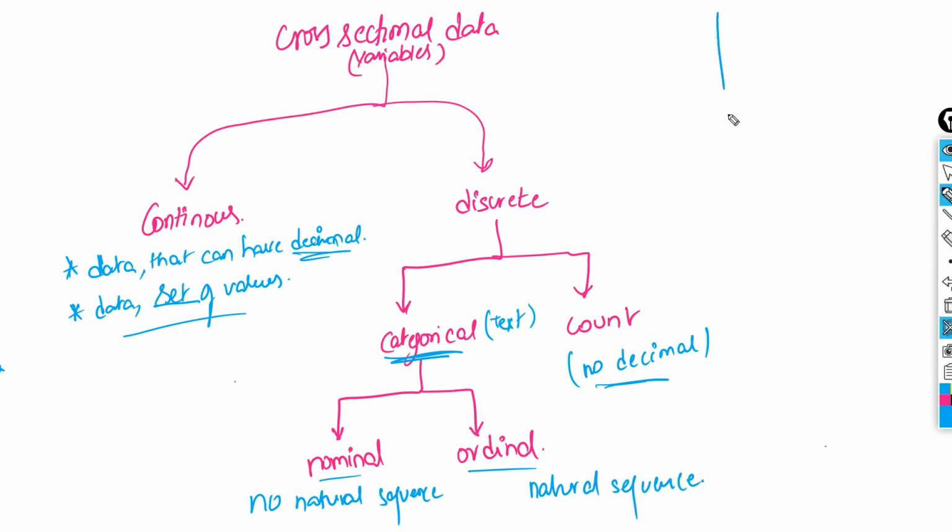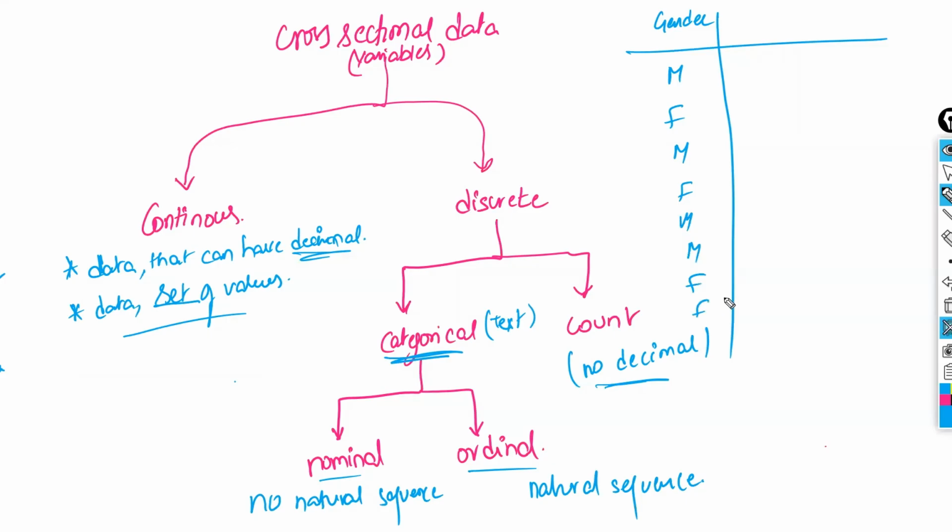For example, let us take a column called gender, with values male, female, male, female, male, male, female, female, something like this. In this column, you have two values, one is male and one is female. It is very clear that male and female are in text, so it is called discrete categorical. Now, is it nominal or ordinal? Is there any natural sequence, such that males are greater than females or females are greater than males? That depends on their perspective only.